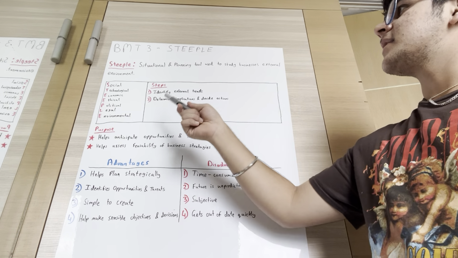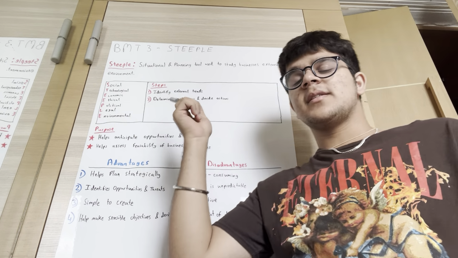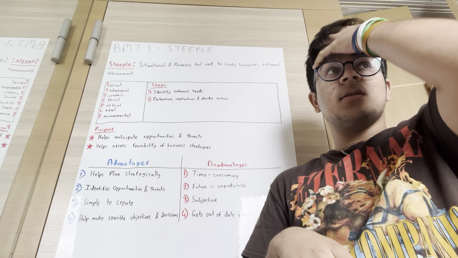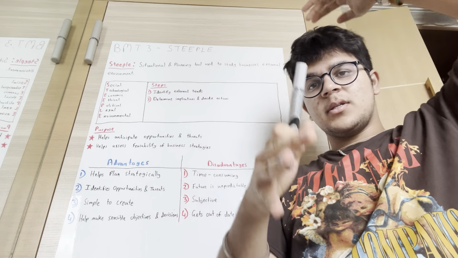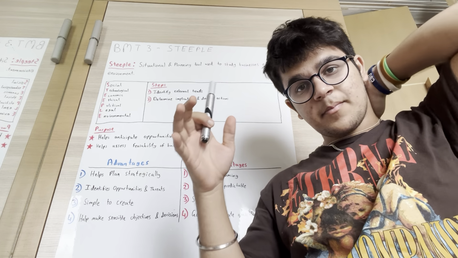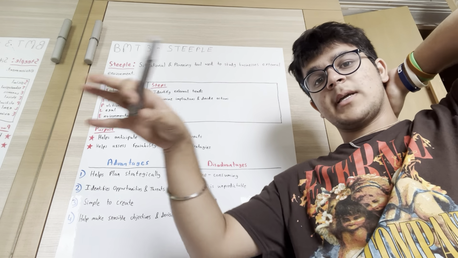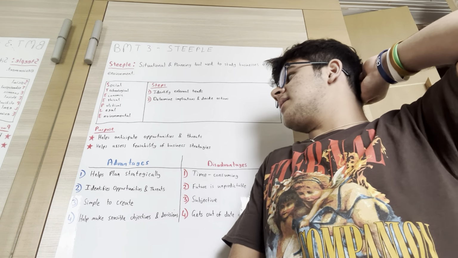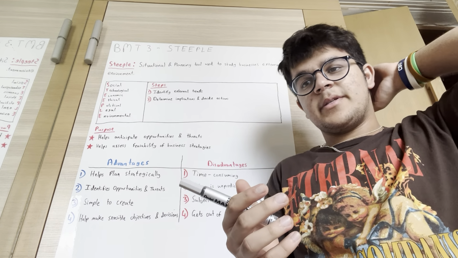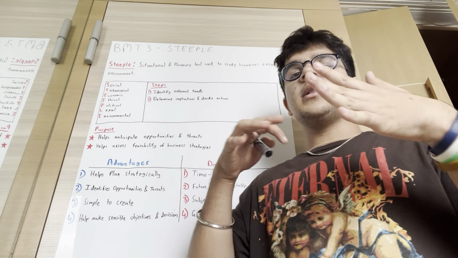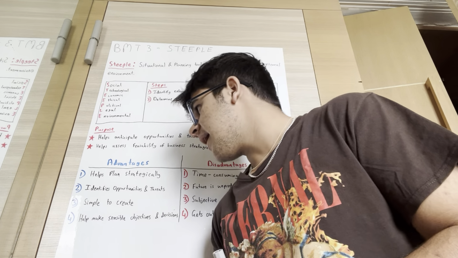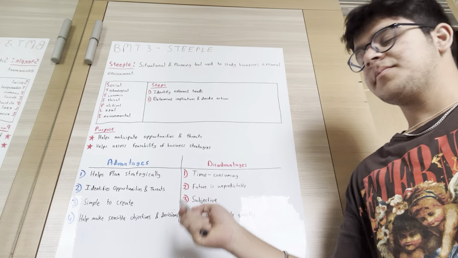So the purpose of a STEEPLE is to help anticipate your opportunities and threats. So that basically means it helps you understand the opportunities and threats of a business decision or a location or stuff like that. And then it also helps you assess the feasibility of your business strategy. So it tells you how realistic something is or how sensible it is. Now move on to the advantages.